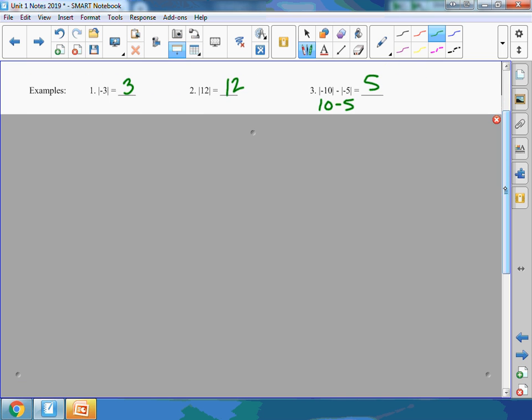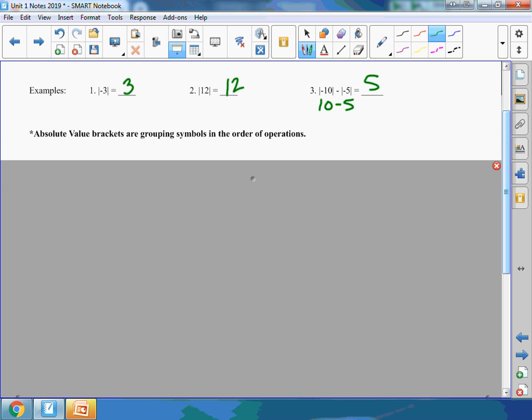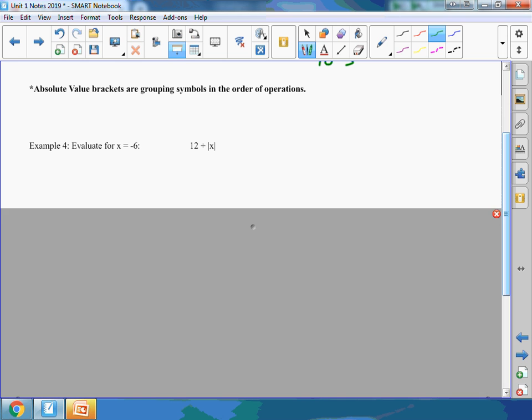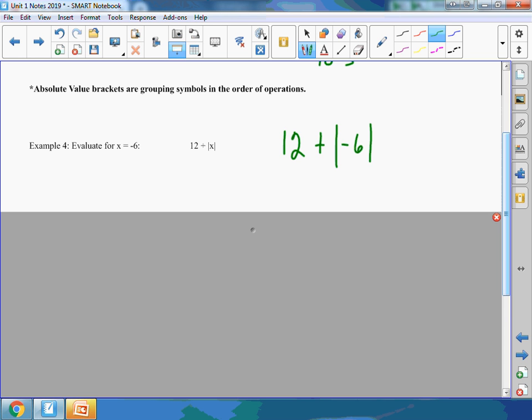All right, keep moving down here. We're going to make these examples a little bit more complex. And this highlights what I just said. Absolute value brackets are grouping symbols in the order of operations, like parentheses, right? Okay. So we go to example 4. And we've been doing these evaluate problems. And we know that anytime you know the value of the variable, all you do is substitute it in and then work it out. So for example 4, this problem becomes 12 plus the absolute value of -6. So I'm just going to rewrite it. I would suggest you rewrite it too, so you can see where it started.